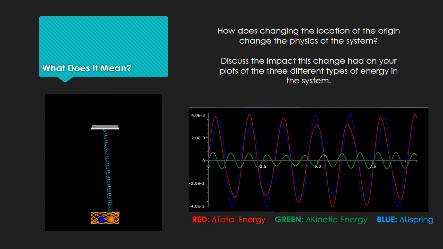Lastly, by changing the origin from y equals 0 to y equals L naught plus mg over s, or in this case, negative 0.7 in the y direction, the physics of the system does not change. The potential energy doesn't change because it's dependent upon the displacement, not upon specific points. The kinetic energy doesn't change because it's simply a property of the system and doesn't depend on distance. Therefore, the plots would look exactly the same.